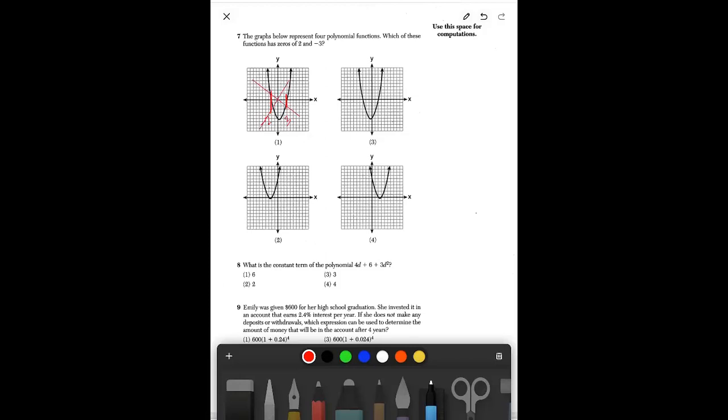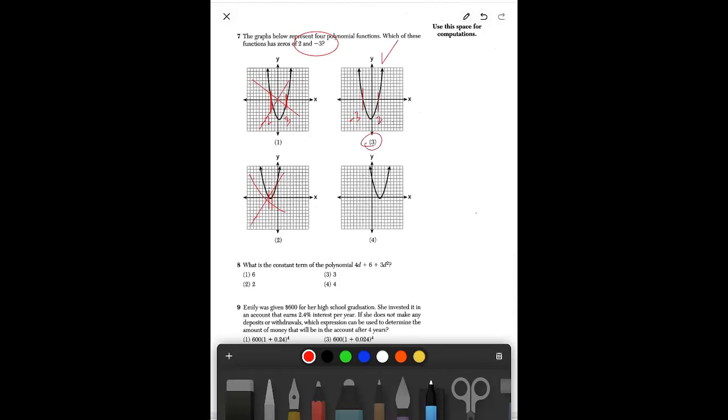We go to number 2. This has 2 negative zeros. We need one that's positive, so that's not it either. If we go to 3, if we look here and here, this is going to be a -3. This is a +2, which is what we're looking for. So this is our answer.